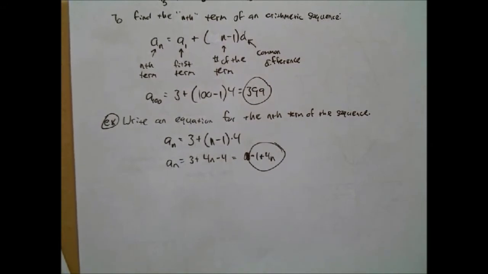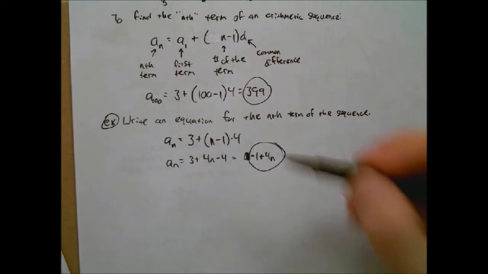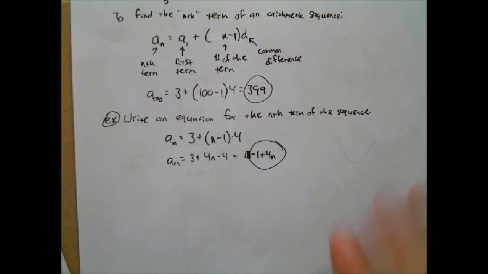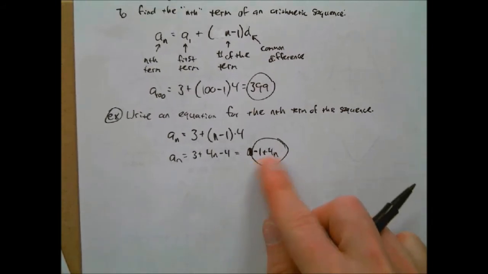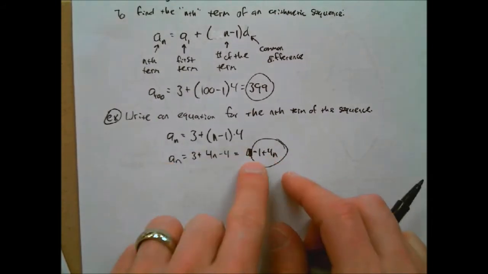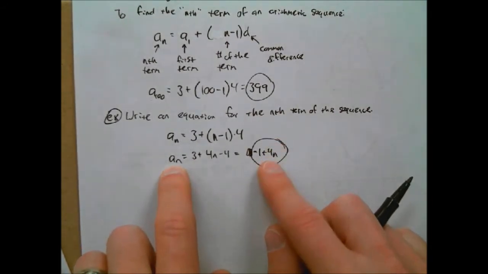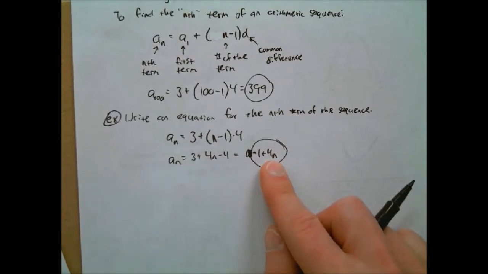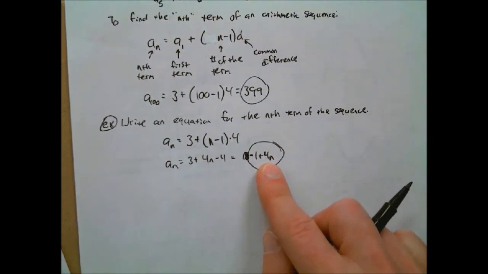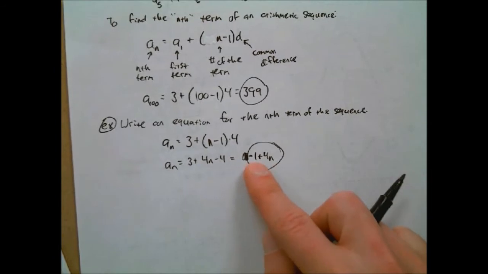So now, if I said, what's the 1,000th term, you just plug 1,000 in for n there. Okay. By the way, this format here, a sub n equals negative 1 plus 4n, looks a lot like what kind of form that we've used? Yeah, it's a linear function. Exactly right. Arithmetic sequences are linear. So there's our y-intercept, there's our slope. Notice the y-intercept here is negative 1. But our first term was 3.